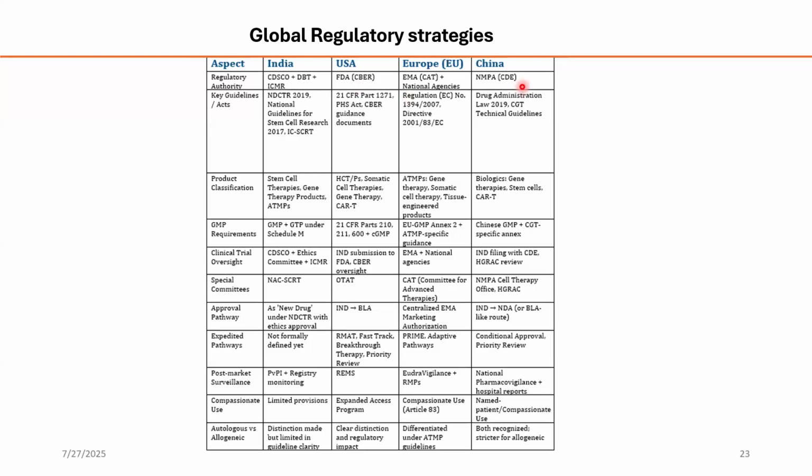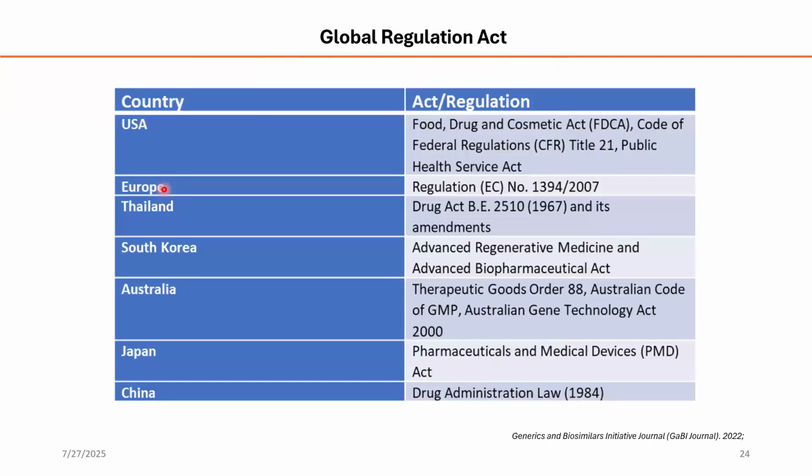These are the regulatory committees which approve the product. And here you can see in summary what the different guidelines or requirements are in different countries for the approval of a product. And also there are different acts which are used in different countries for the approval of this cell and gene therapy product.